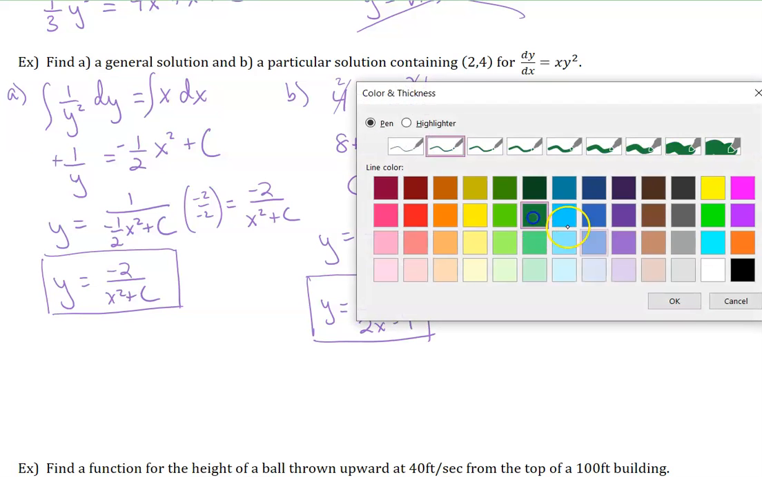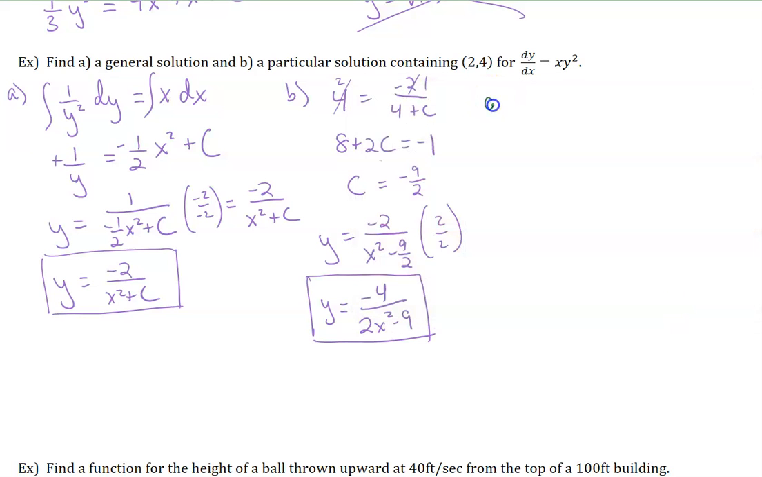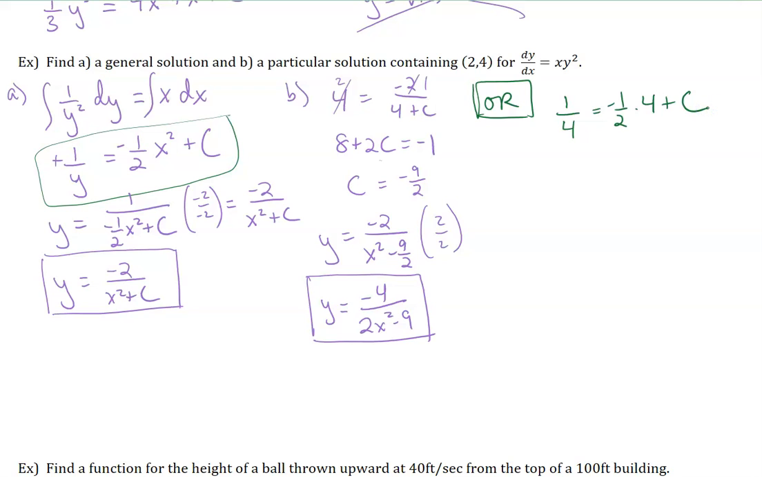So to get to our particular solution, I'm going to plug 2 and 4 in, so we have 1 over, well, I already divided by -1. It doesn't really matter when you do that. So 1 over 4 equals -1/2 times 2 squared, which is 4, plus c. And so we get 1/4 equals -2 plus c. So here c is 1/4 plus 2, which is 9/4.